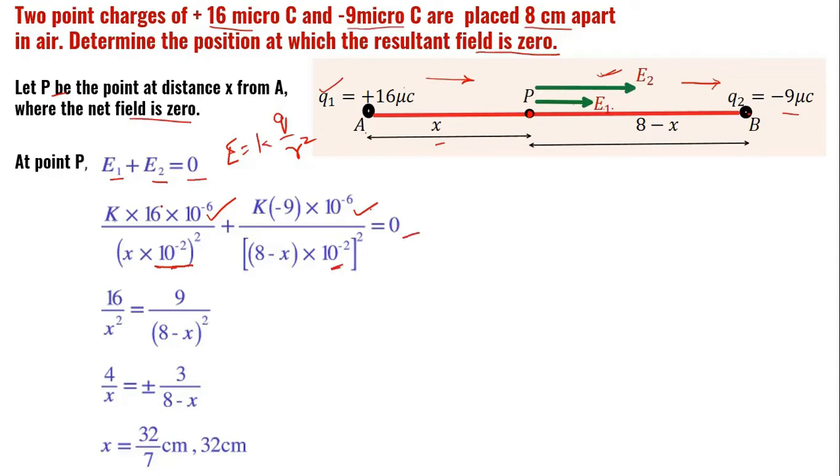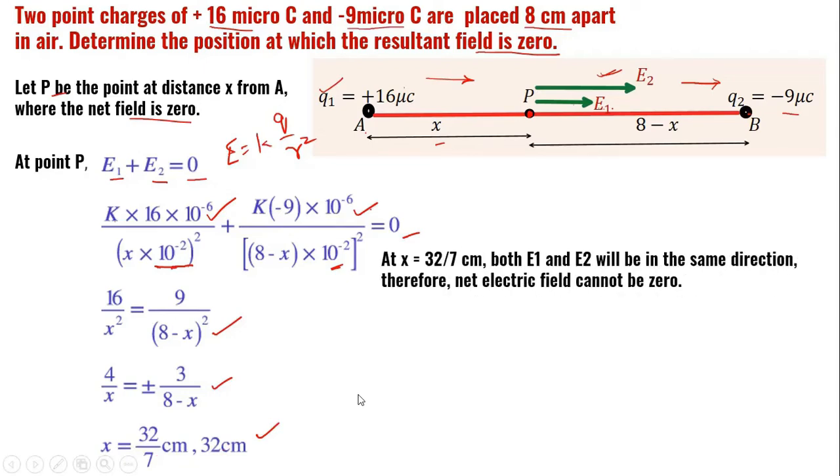On solving this and cancelling the like terms, we will get this step. Further, if we cancel the terms, we will get this equation, and now the value of x comes out to be 32 by 7 or 32 centimeter. Two values we will get for x, because we are having a plus minus sign. Now if we see the situation, x equals 32 by 7, that means x comes out to be somewhere around 4 point something. That means it lies between A and B.